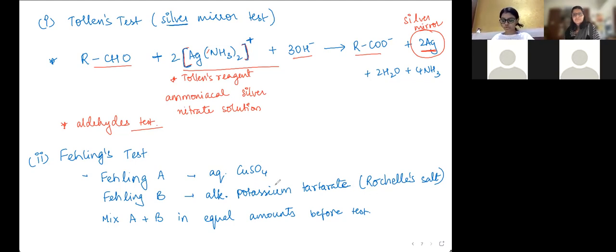Ma'am, next page would be preferred. Okay. Miss, but just one second, leave this page, I'm writing. Yeah. Done, ma'am. This is for Fehling's test. Okay. Shantanu's gotten disconnected. He's been having network issues. Ansh, you also done? Yes, ma'am. Okay.